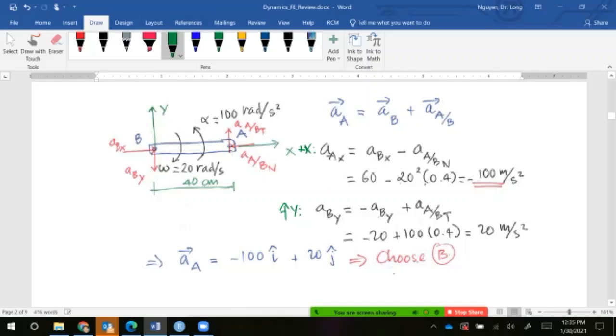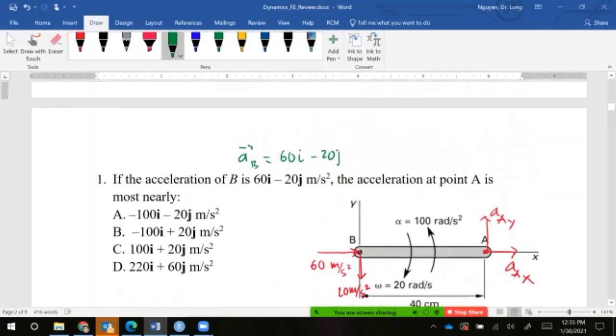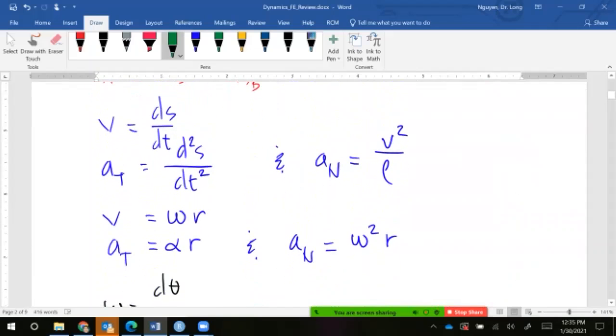So aBx is already given, 60. And then a A over B in normal components, because that is the relative acceleration, and you can see there are two components, tangential and normal components, because this is rotational, right? And the previous equation I just write here: normal component equal to omega square r, and tangential component equal to alpha r.